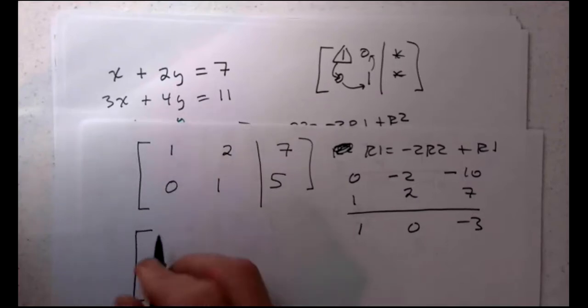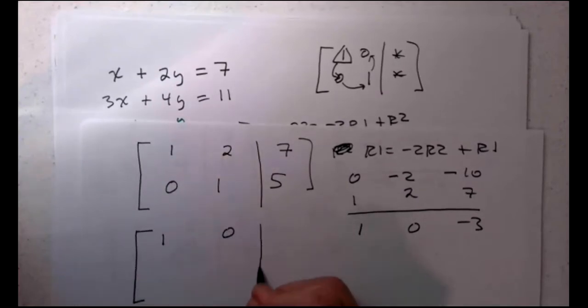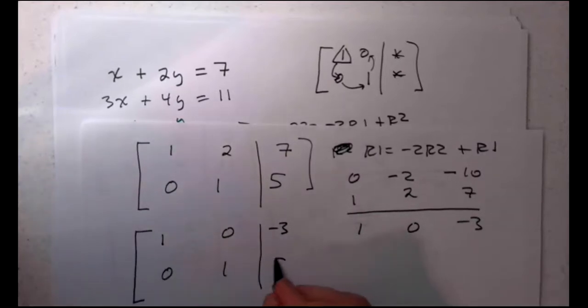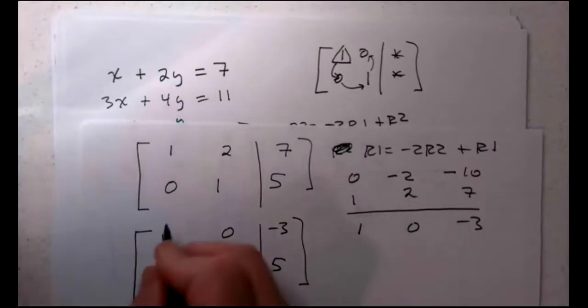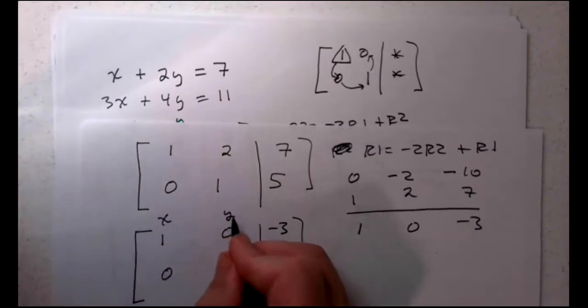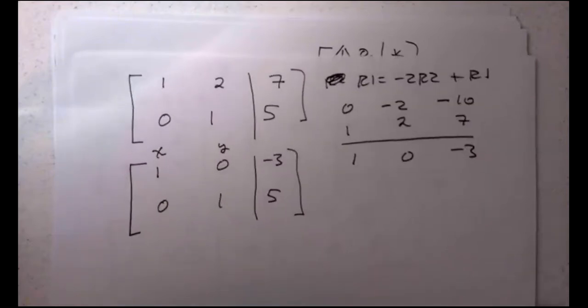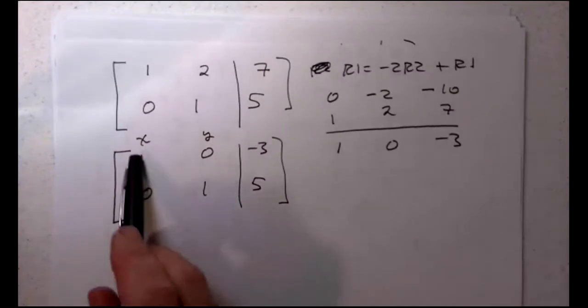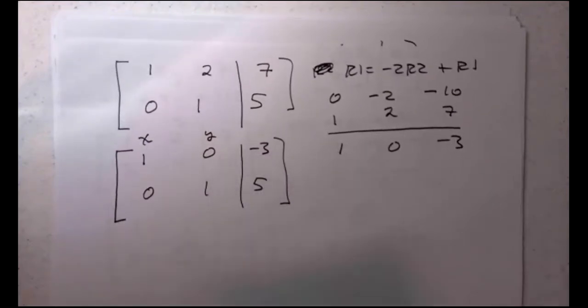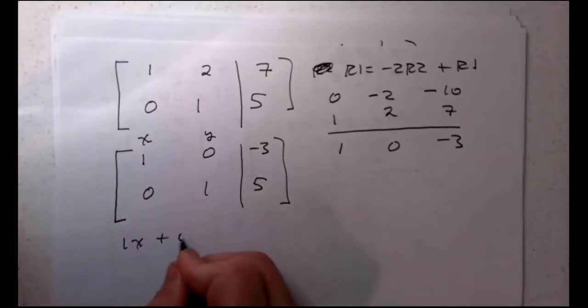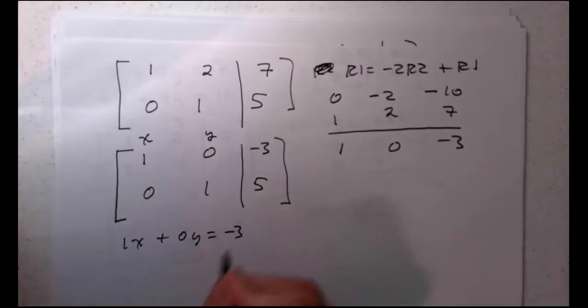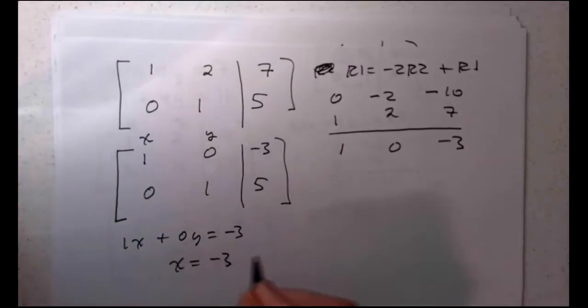We have it in diagonal form. Row 1: 1, 0, negative 3. Row 2: 0, 1, 5. Now let's remember what those columns were. First column was x, second column was y. So this first equation is really telling me 1x plus 0y equals negative 3. Translating this row into an equation: 1x plus 0y equals negative 3, so that tells me x is negative 3.